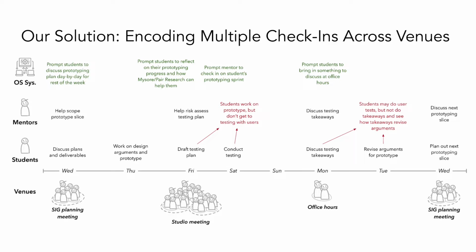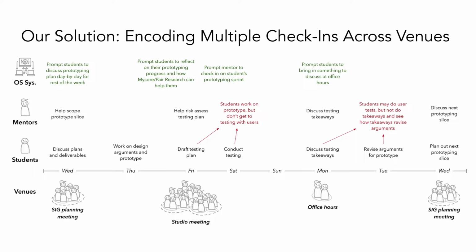So for example, early on it's mostly about planning the prototyping process as a whole, and then in studio midway through, trying to check in to see whether they have a prototype, whether they have a study plan, what the plan might look like, any risks in that plan, and then later in the week trying to discuss the takeaways and trying to understand what those new findings mean for their study.